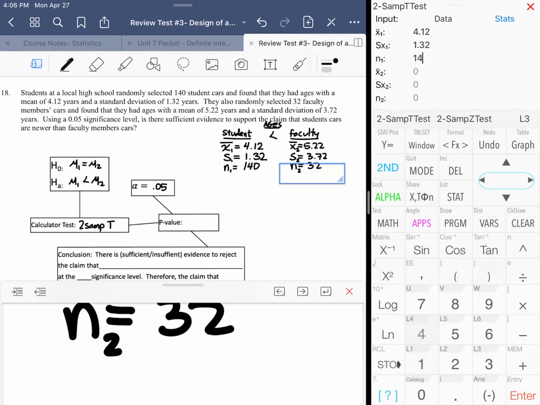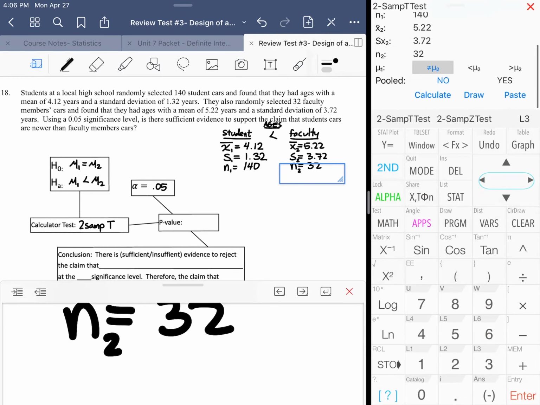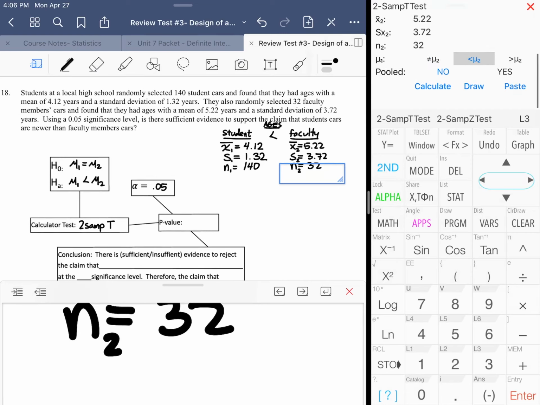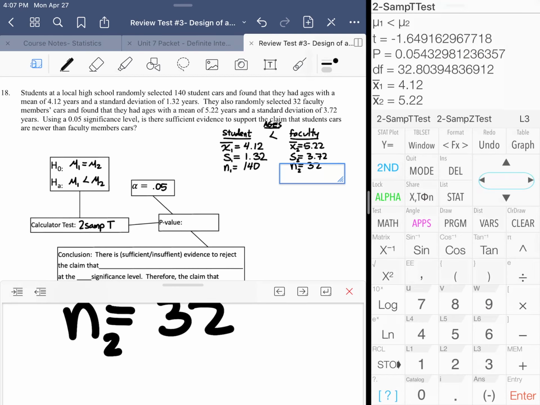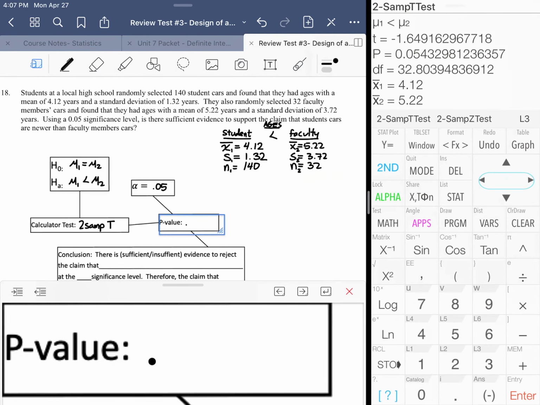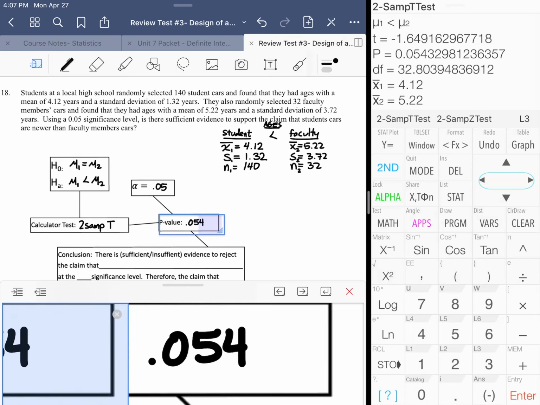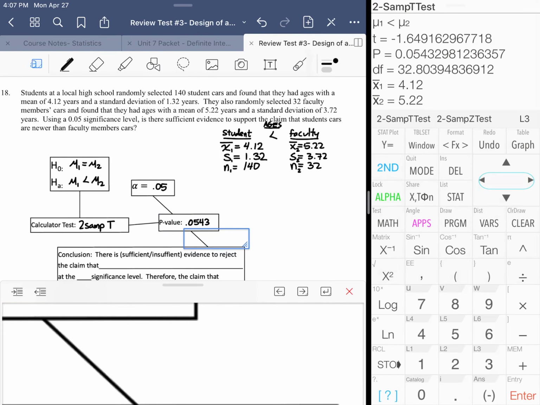So 4.12, 1.32, 140, 5.22, 3.72, and 32. We want a less than symbol, and we talked about this in the lesson video. We're always going to keep it no for pooled. So calculate, we're looking at 0.0543 is the p-value.